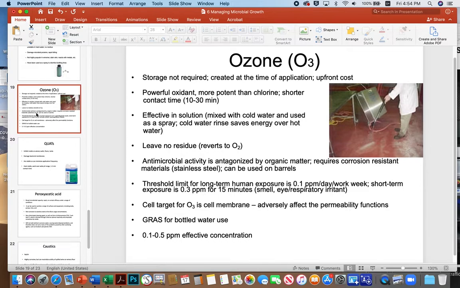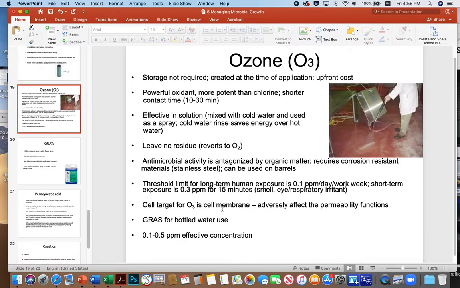But anyway, antimicrobial activity is antagonized by organic matter, kind of like chlorine in that respect, and it obviously requires corrosion-resistant materials like stainless steel. And it can be used on barrels, which is a good benefit. Additional things about its threshold you can read here. The cellular target is typically cell membranes. It's really good at breaking those bonds in cell membranes and causing them to fall apart.